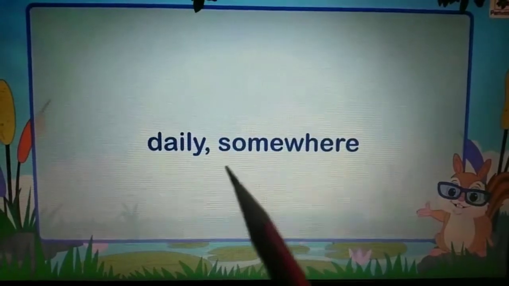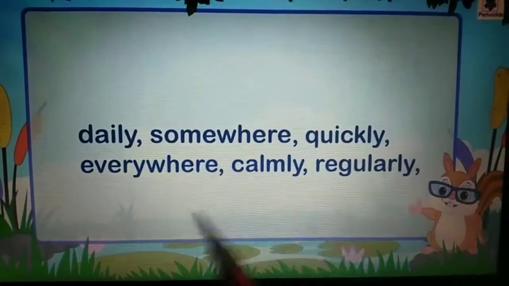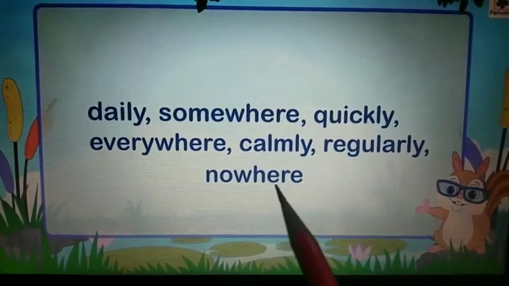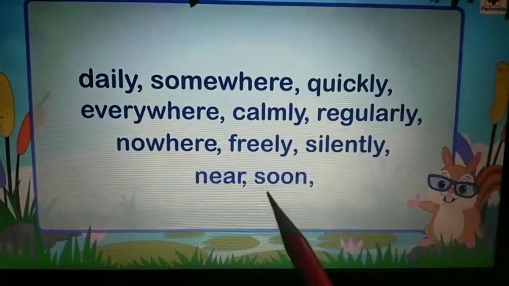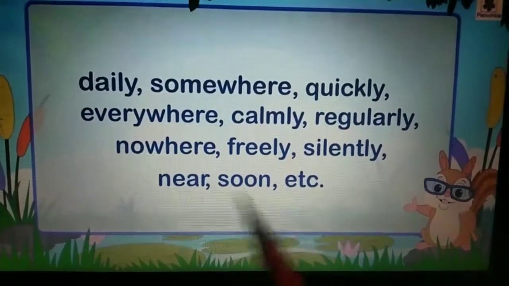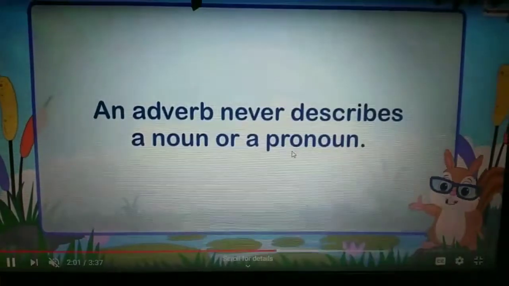Daily, somewhere, quickly, everywhere, calmly, regularly, nowhere, freely, silently, near, soon, etc. These are a few examples of adverbs.